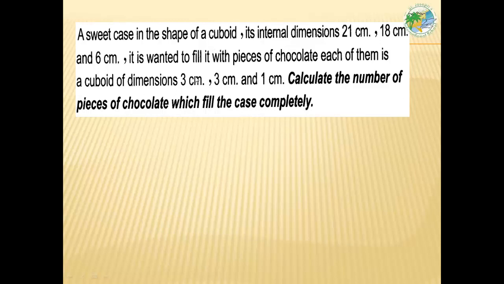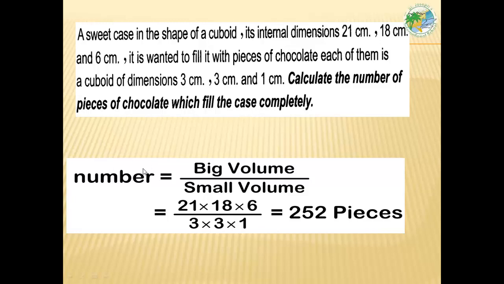Then we should calculate two volumes: the volume of the box and the volume of the chocolate. Now, if I ask you any question that asks you to calculate the number of pieces of chocolate, remember this rule with me. The number of anything, number of chocolates, number of sweets, whatever, equals the big volume over the small volume. What is the big volume? The volume of the cuboid, 21 times 18 times 6, is the big volume. What is the small volume? 3 times 3 times 1. Equals 252 pieces.